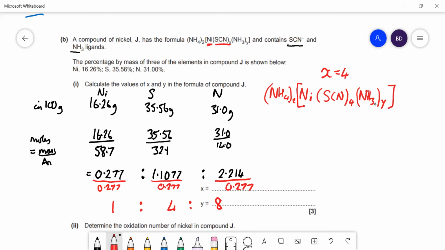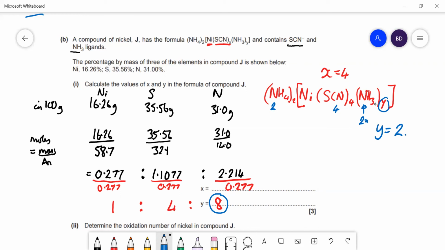Okay, so we know, how many nitrogens have we got here? We've got 2 there. We've got 4 in the thiocyanate, makes 6. But we've got 8 nitrogens altogether, so that means we must have 2 ammonias there. So Y has got to be equal to 2. So we've worked out the formula of that compound.